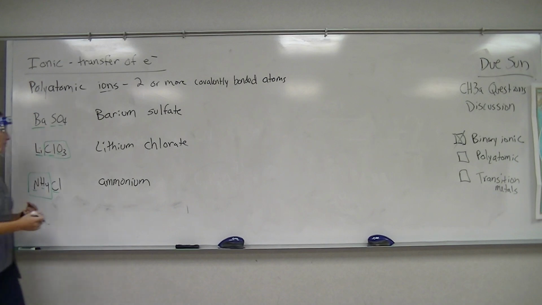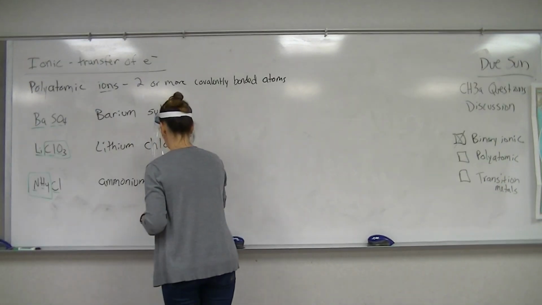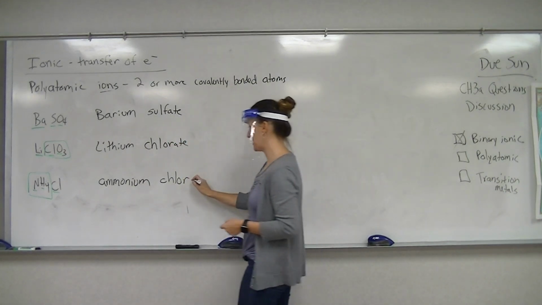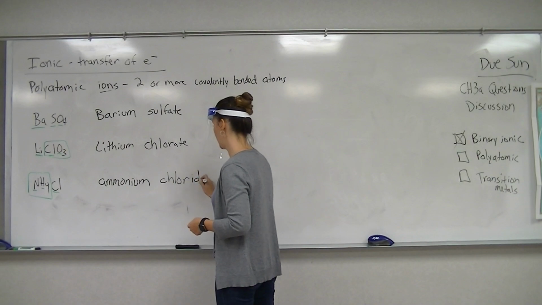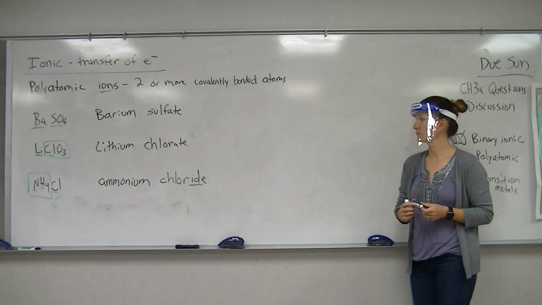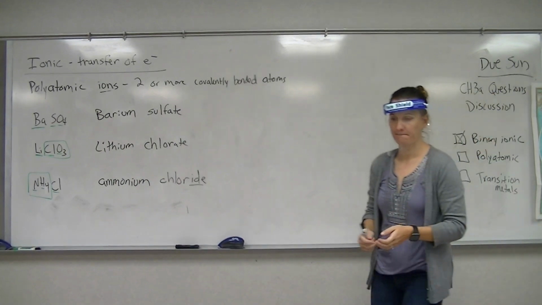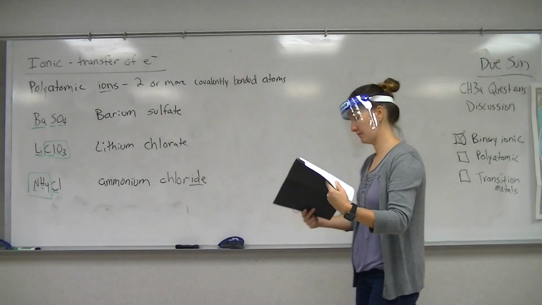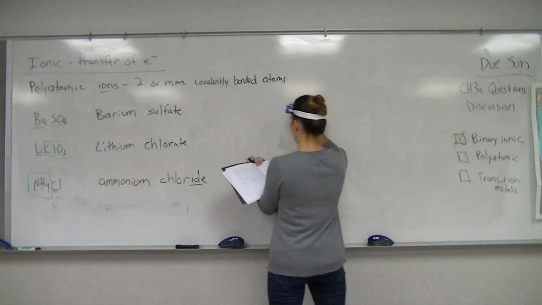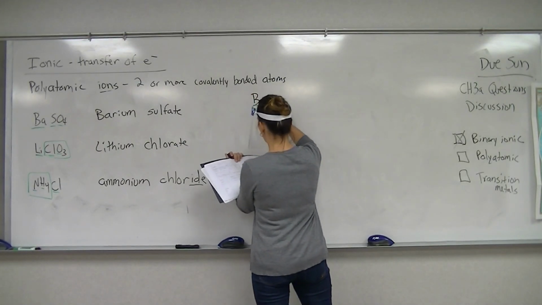And then chlorine becomes, so we're back to the rules for a binary. We add the IDE ending. Chlorine will become chloride. Now, write some names and we're going to go the other direction.